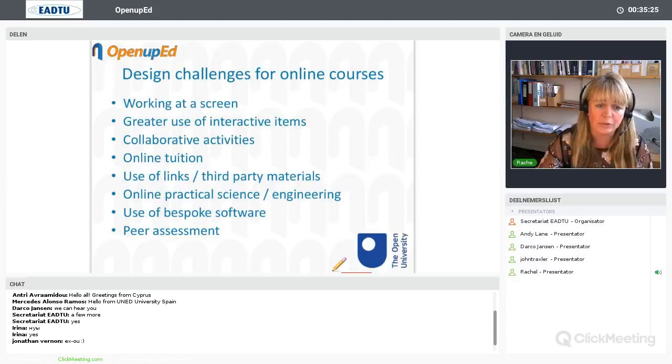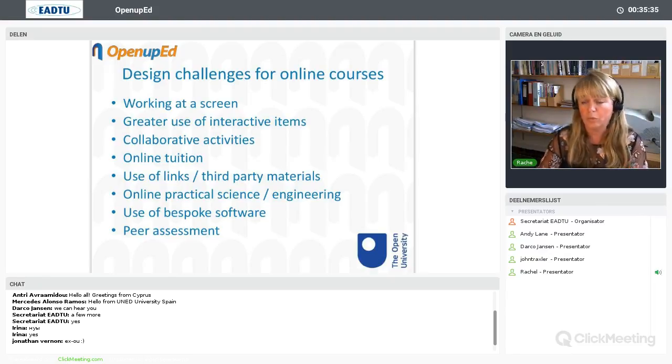And a similar kind of issue with online tuition as well. And again, I think if you're using third-party materials or bespoke assets in either your formal course or the MOOCs, again, it's like thinking about have they been tested for accessibility, and what sort of challenges do they bring up?